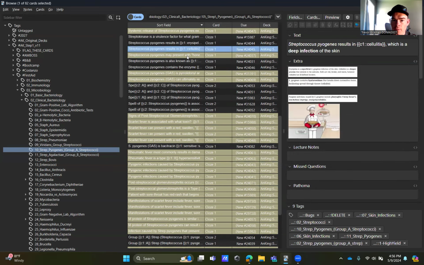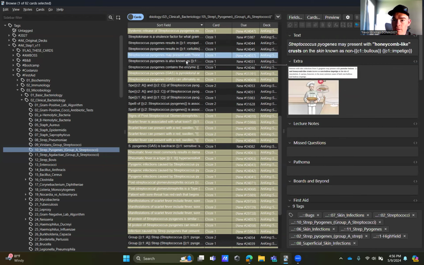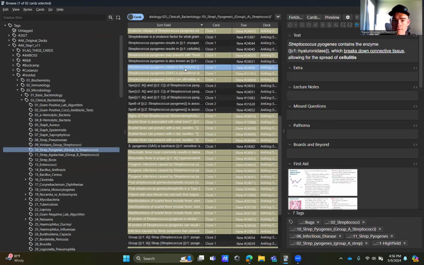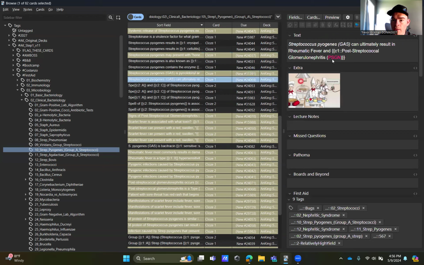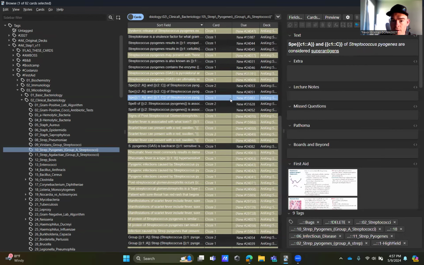So you're going to grab the two following it, skip one. Yeah, so you don't want this honeycomb-like crust. Then you want to grab the next two following it. Skip these ones talking about PYR positive, and then this highlighted PSGN card. You can skip that. We've already gotten, I think, one or two cards on the glomerulonephritis. And you want to grab these next five here.